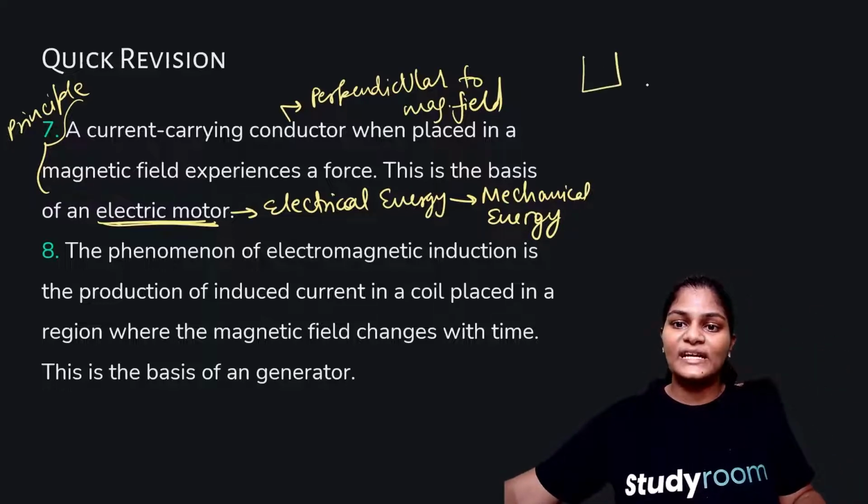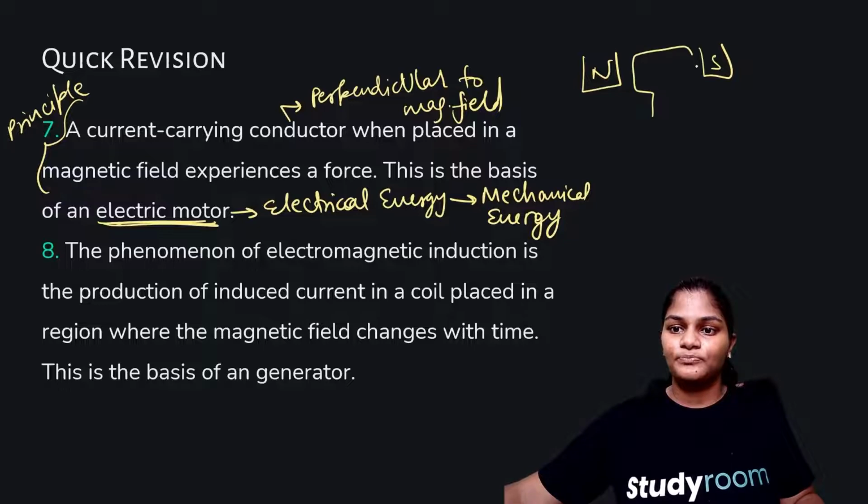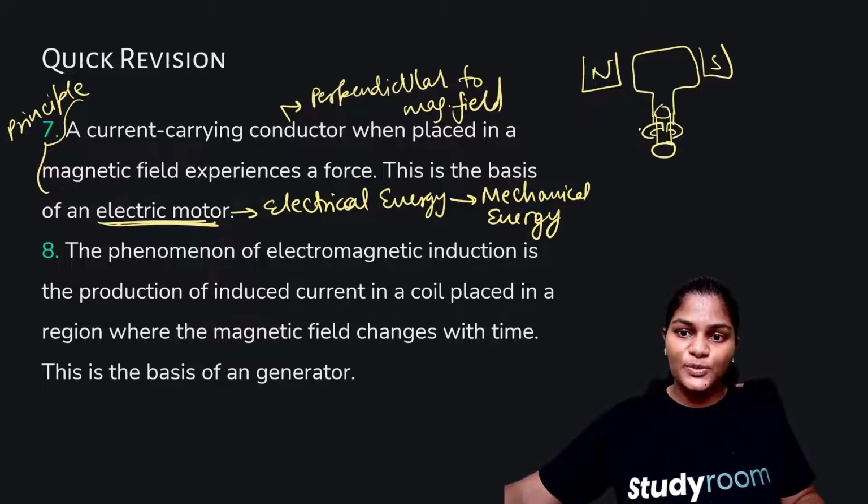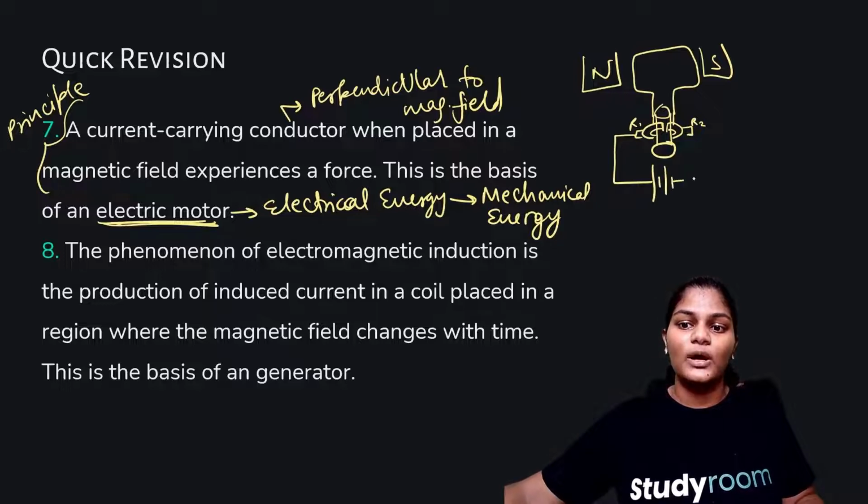So how was the setup for this? The setup was North Pole, South Pole. There was this coil, right? We had split rings. So we had this axle or the cylindrical thing which we called the axle. We had split rings P and Q, which these coil ends were attached to. We had brushes and we had the R1 and R2, which were the stationary brushes, and this was connected to a battery.